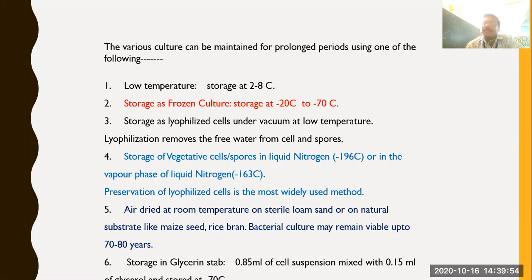Sometimes you have to use maize, sometimes rice bran, sometimes wheat bran. Now whenever there is a bacterial culture, this bacterial culture may remain viable up to 70 years. This is a natural phenomenon, and most of the time recombinant bacteria can be preserved with the help of the glycerin stab.